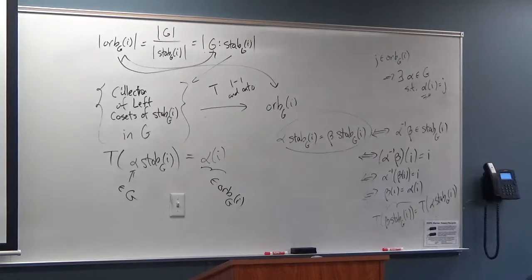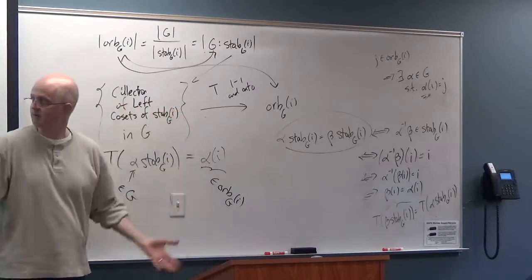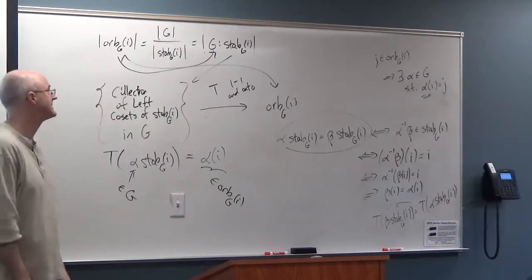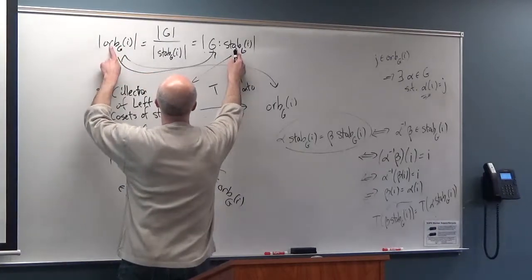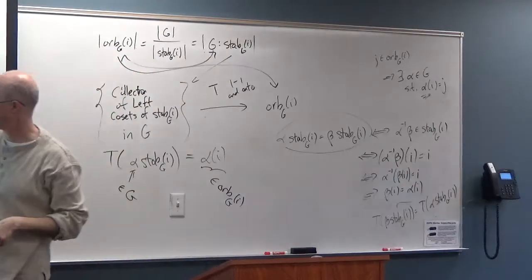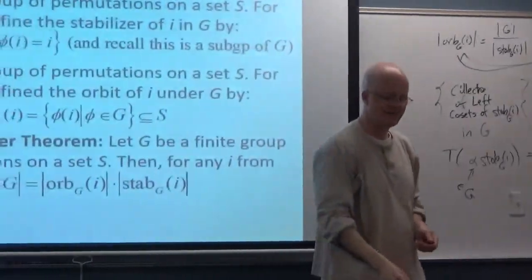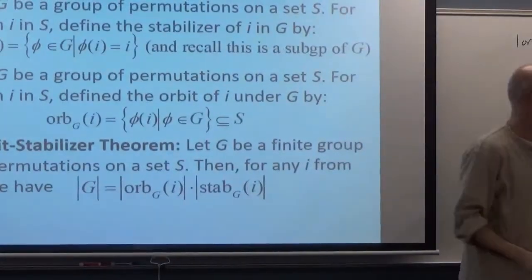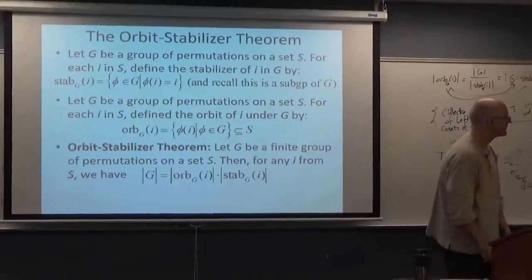That verifies these sets have the same size. And based on the assumptions here, the same finite size. Therefore, these two things are equal. We knew these were equal by Lagrange's theorem. Therefore, these two things are equal, and therefore these two things are equal. Okay? We'll look at some applications of the Orbit-Stabilizer Theorem next time.